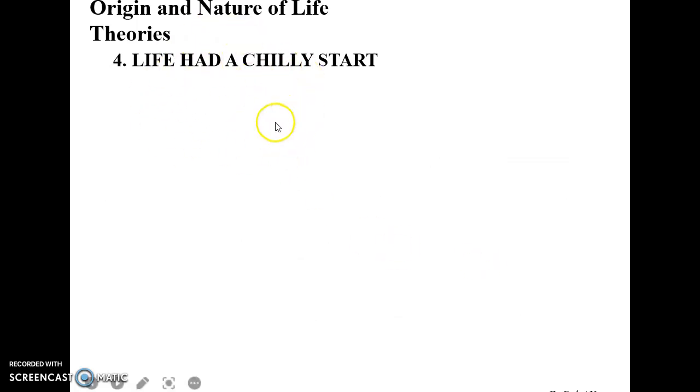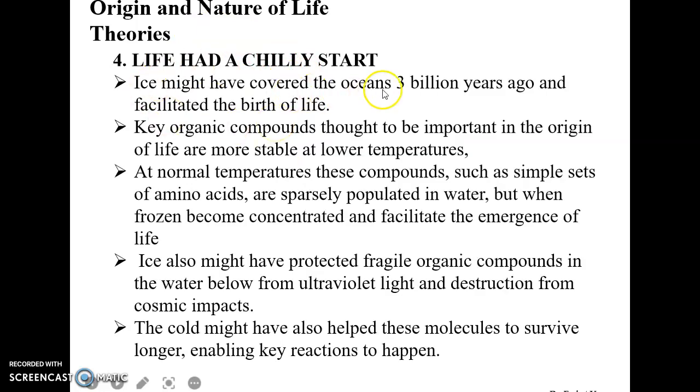Next belief is that life had a chilly start. Ice might have covered over the oceans 3 billion years ago and facilitated the birth of life. Key organic compounds which are important for life might have originated in these icy ages, and they are more stable at low temperature. At low temperature, these compounds such as amino acids can be sparsely populated in water, but if there are frozen conditions, then they become concentrated and might have facilitated the emergence of life. So this is also another theory about the origin of life.